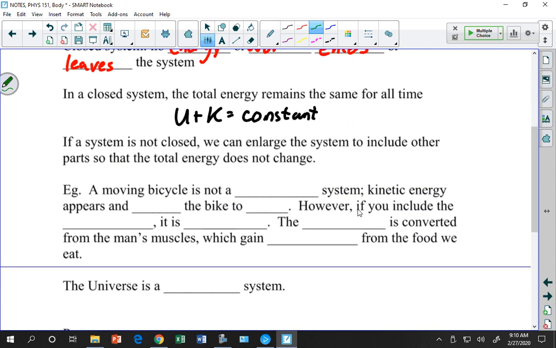So if a system is not closed, let's see. A moving bicycle is not a closed system. Kinetic energy appears and causes the bike to move. However, if you include the man, it is closed. I'll explain what it means in just a second. It is closed. The energy is converted from the man's muscles, which gain energy from the food we eat.